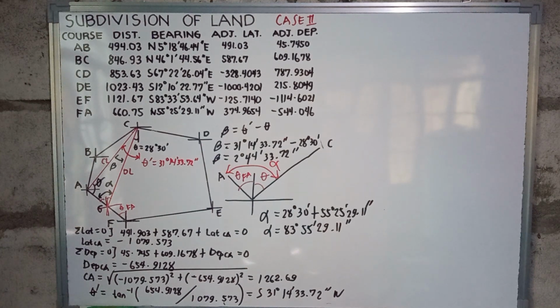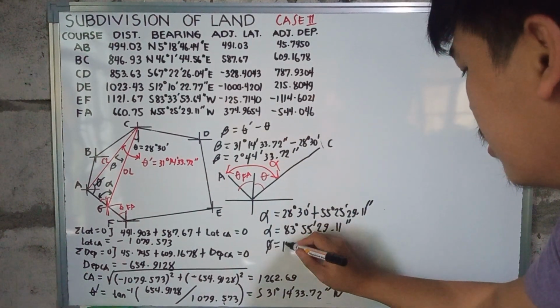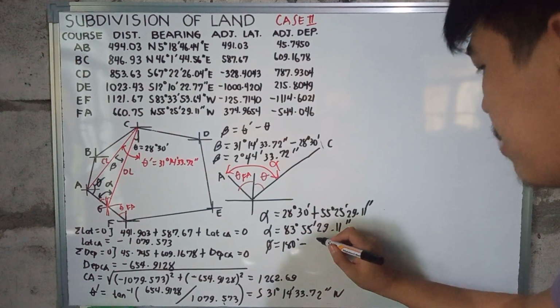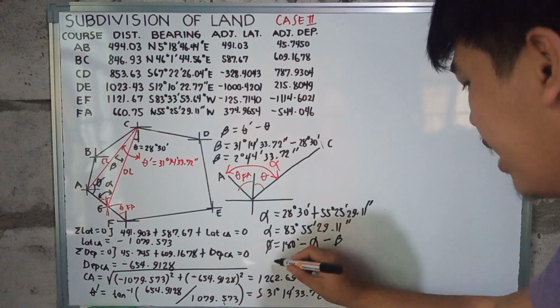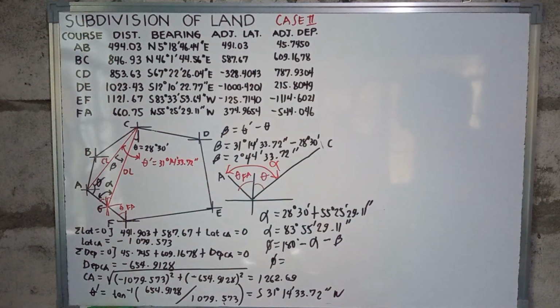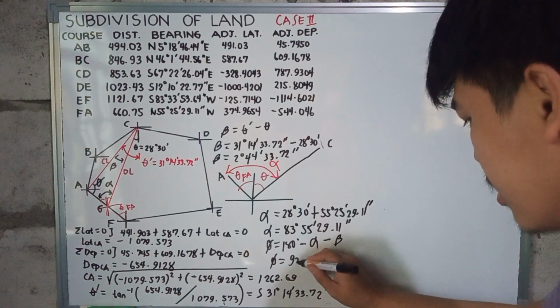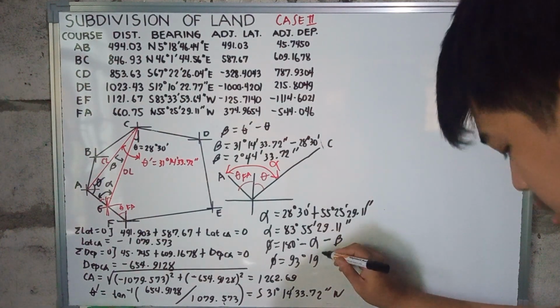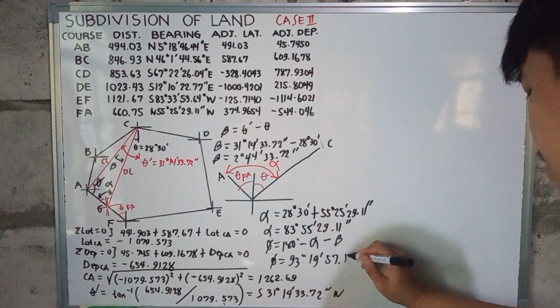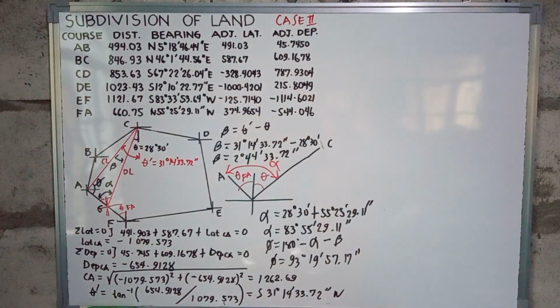So, since meron na tayong value ng alpha tsaka beta, makukuha rin natin yung value ng P natin. So, P is now equal to 180 minus yung alpha minus the value of beta. So, P is now equal to 93 degrees, 19 minutes, 57.17 seconds. Meron na tayong tatlong angles, and at the same time, meron na tayong value ng closing line natin, makukuha na natin talaga yung value ng dividing line natin.